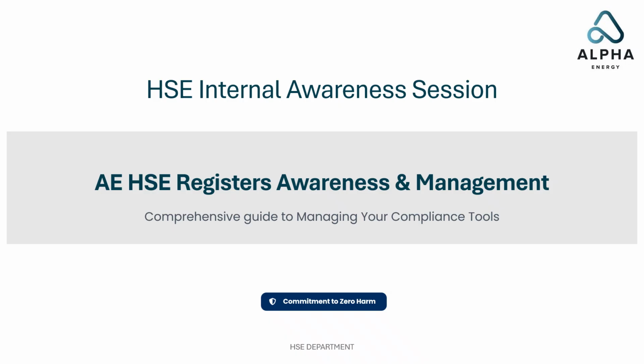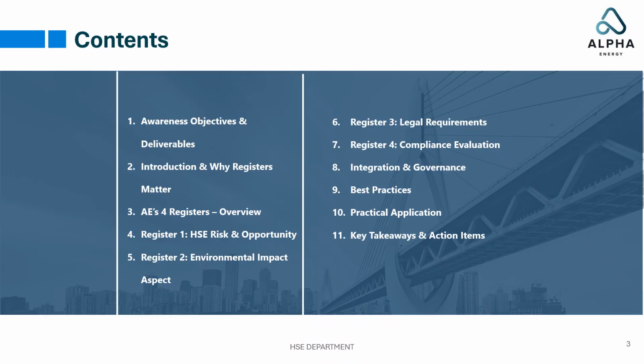This presentation highlights the Al Masood Energy HSE Register's awareness and management, and serves as a comprehensive guide to managing your compliance tools. The contents of this presentation include the following topics: awareness objectives and deliverables, introduction and why registers matter, Al Masood Energy's 4 registers overview, Register 1, HSE risk and opportunity, Register 2, environmental impact aspect, Register 3, legal requirements, Register 4, compliance evaluation, integration and governance, best practices, practical application, and key takeaways and action items.